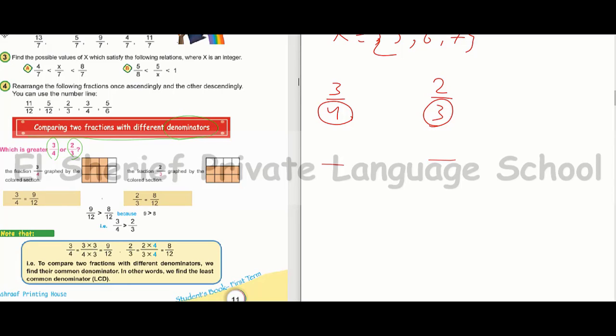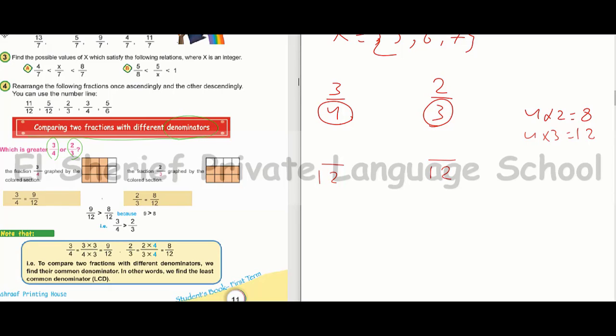We take 4. 4 is not divisible by 3, so multiply 4 by 2, which equals 8. 8 is not divisible by 3, so multiply 4 by 3 equals 12. 12 is divisible by 3. So the lowest common denominator equals 12.